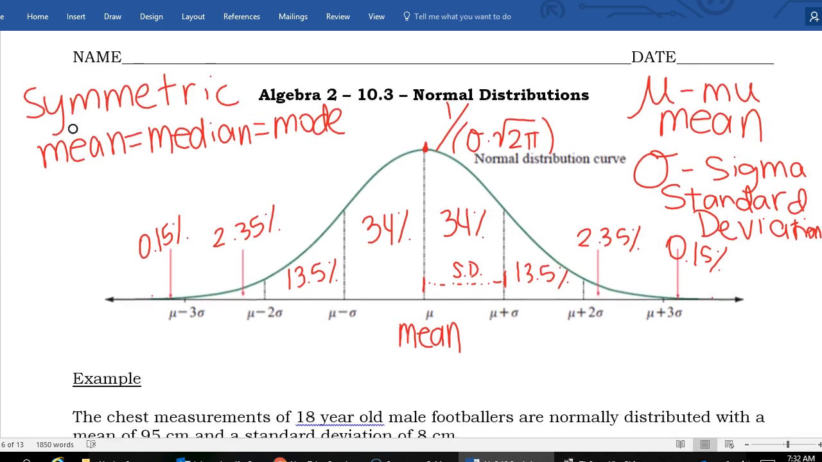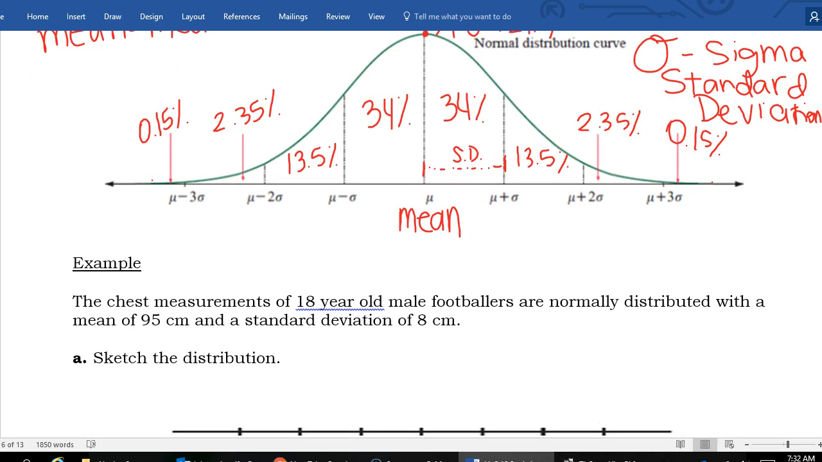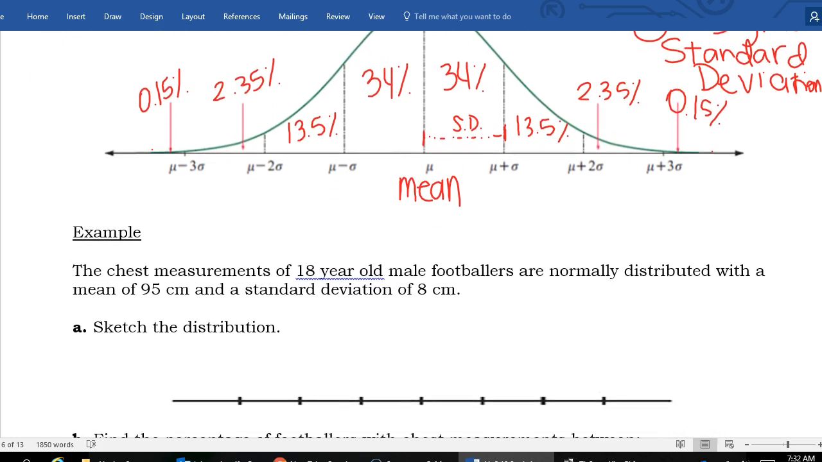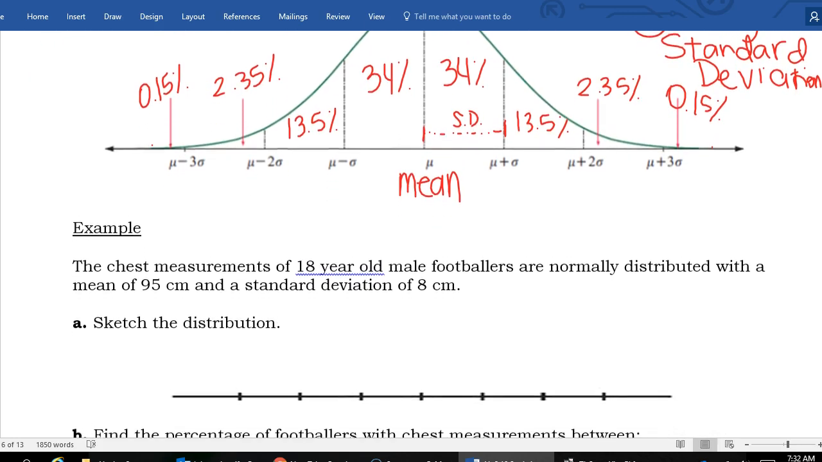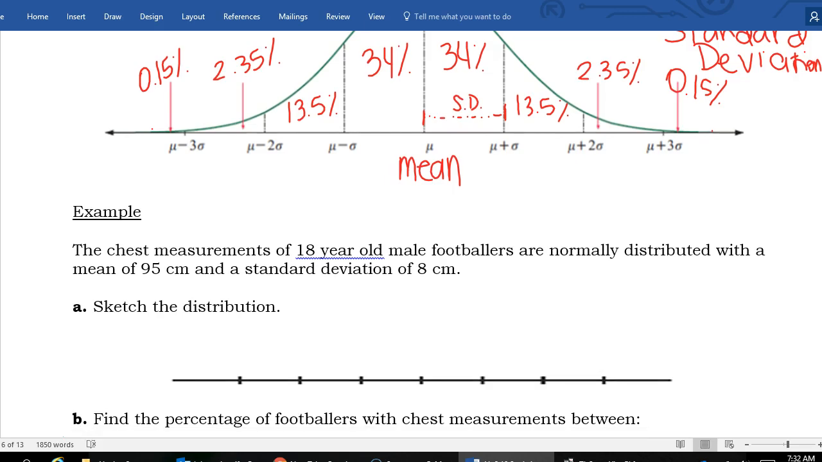So with all that information, let's try to utilize a distribution to help us calculate. The chest measurements of 18-year-old male footballers are normally distributed with a mean of 95 and a standard deviation of 8. If I want to sketch the distribution, we always put the mean right in the center.